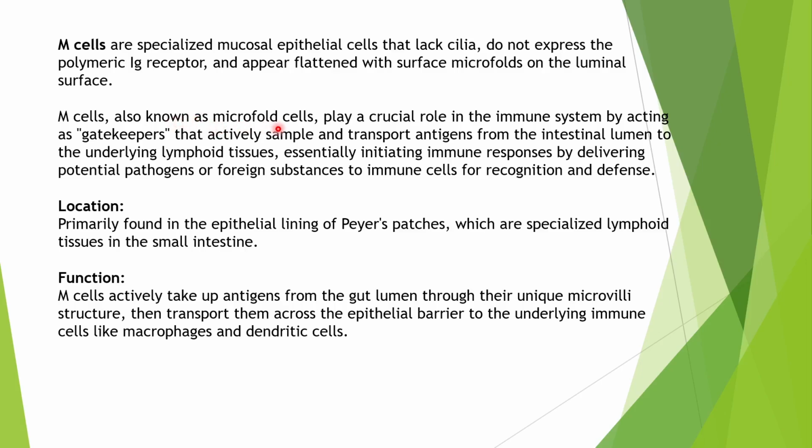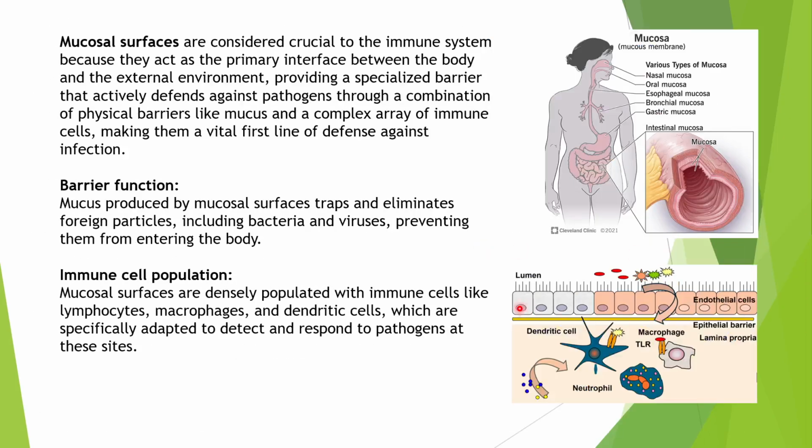M cells, also known as microfold cells, play a crucial role in the immune system by acting as gatekeepers that actively sample and transport antigens from the intestinal lumen to the underlying lymphoid tissue. Your intestinal lumen is also lined with cells. So in your intestine, you will have ciliated cells, and in between you will have one or two M cells. Just like how here you have your lymphoid tissue system present immediately, in the same way there also you will have your lymphoid tissue system.